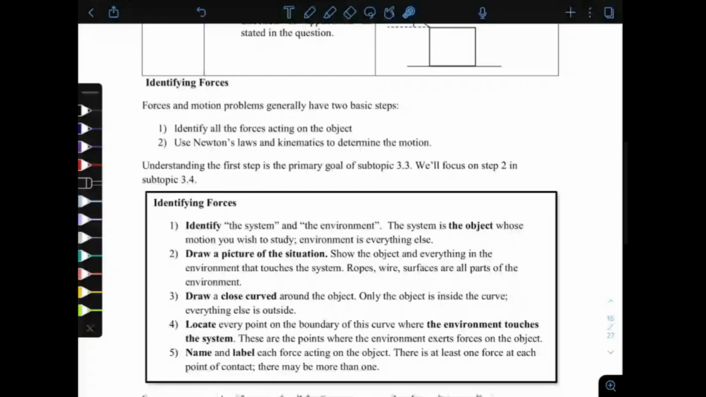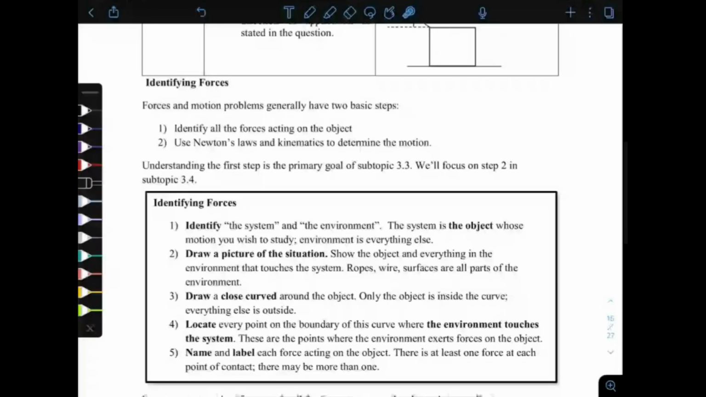Untuk identify forces acting on the object, apa yang kita kena buat adalah kita kena identify siapa sistem, siapa environment dekat sini. Okay. The system is the object whose motion you wish to study. Environment is everything else. Sistem kita adalah objek kita. So, awak kena identify lah mana satu objek dalam soalan kita. Lepas awak dah identify objek, awak tengok siapa agent kita. Ada surface tak? Kalau ada surface, maka itu akan ada normal force. Lepas tu tengok surface kita itu rough ke smooth. Kalau rough, akan ada friction. Kalau smooth, tak ada friction.